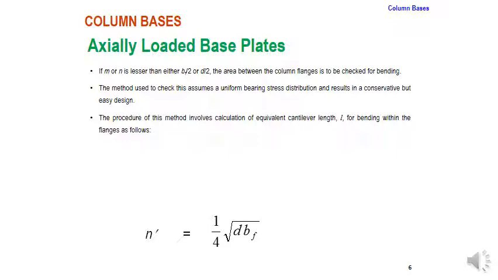So if M and N is lesser than either 0.8 BF or 0.95 D, the area between the column flanges is to be checked for bending. The method used to check this assumes a uniform bearing stress distribution and results in a conservative but easy design. The procedure of this method involves the calculation of equivalent cantilever length L for bending within the flanges as follows.